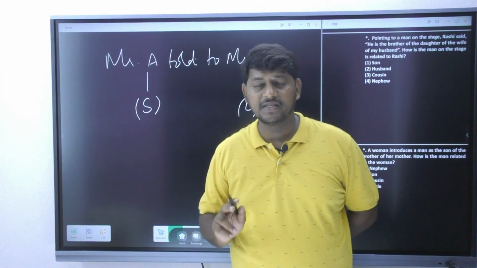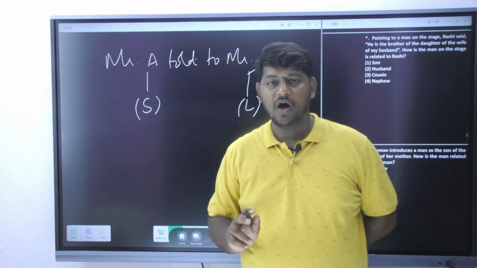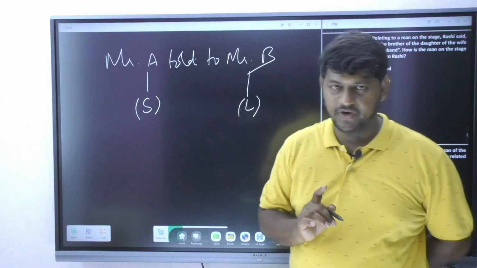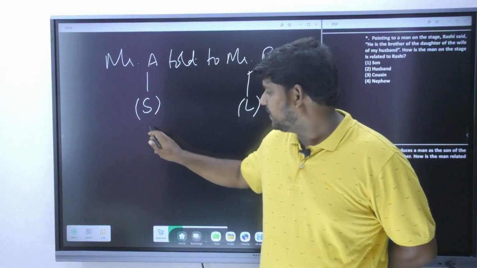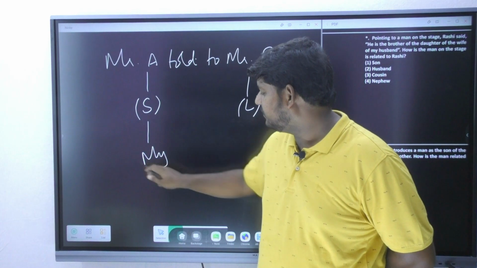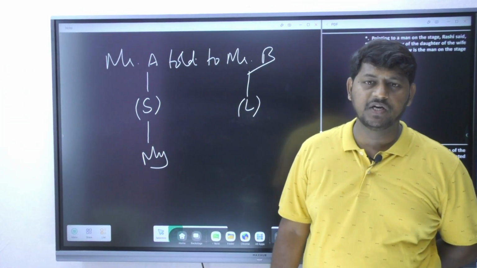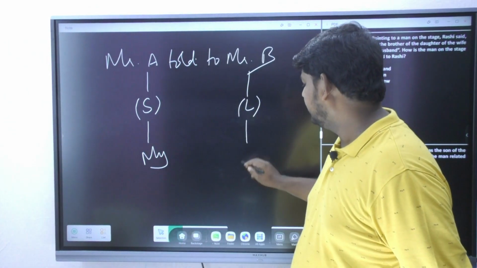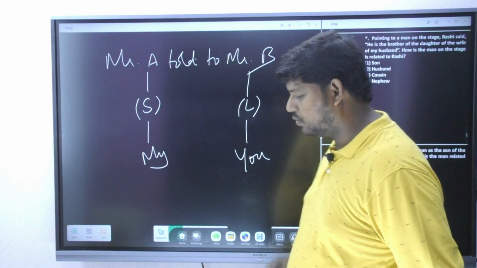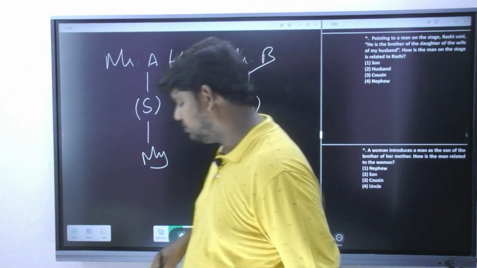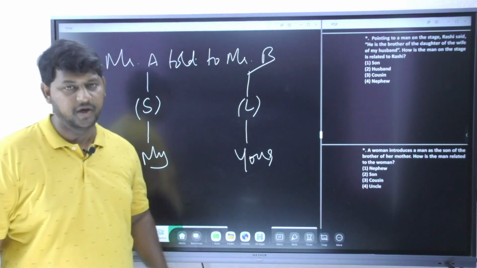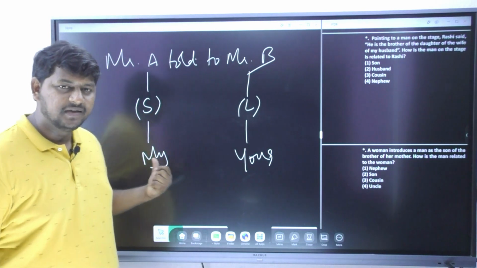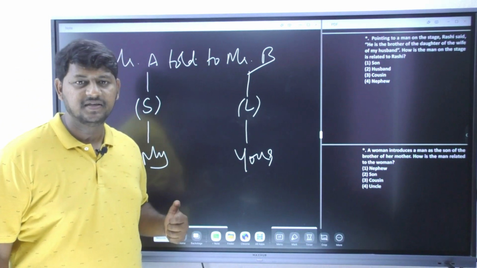You should always identify who is the speaker and who is the listener in the given question. And please remember, the speaker is always going to use a keyword to address themselves. What is the keyword called? My. And to address the listener, they are always going to use the keyword called what? Your. Now sir, why are you teaching me this information? How is this helpful to me?